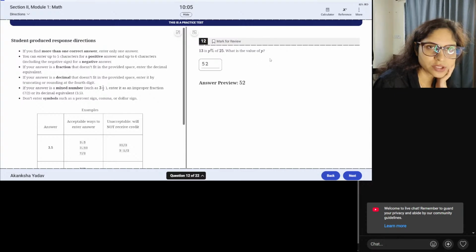13 is p percent of 25. What is the value of p? So 13 is x percent of 25. We use Desmos. And we got 52.